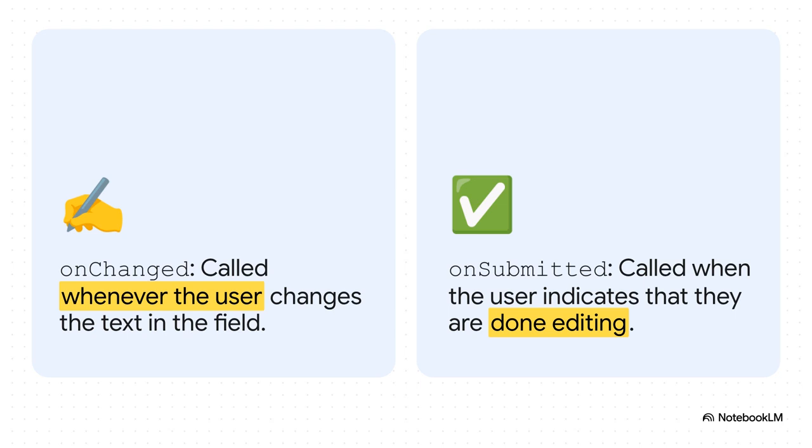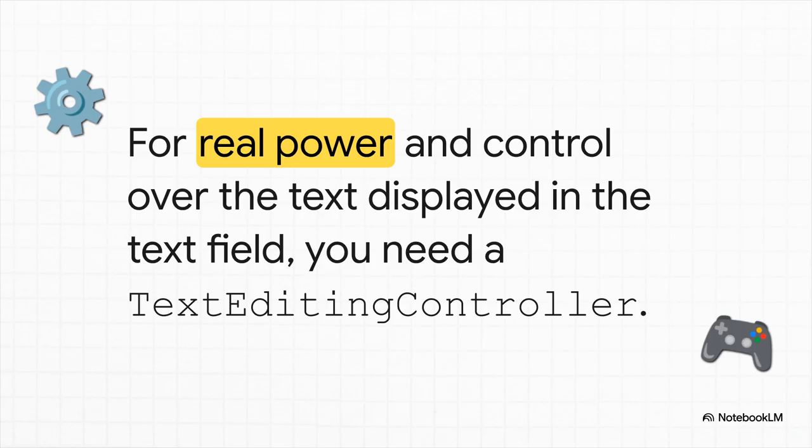Then you've got onSubmitted, which only fires once, when the user says they're done, by hitting the check mark or the done button on the keyboard. That's what you'd use for submitting a login form. Now, callbacks are fine. They get the job done for simple cases, but they're kind of limited. They only let you react to what the user typed. What if you want to set the text yourself, or clear it, or just read its value whenever you want? For that, you need something much more powerful.